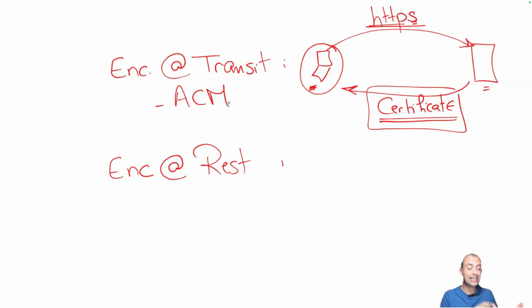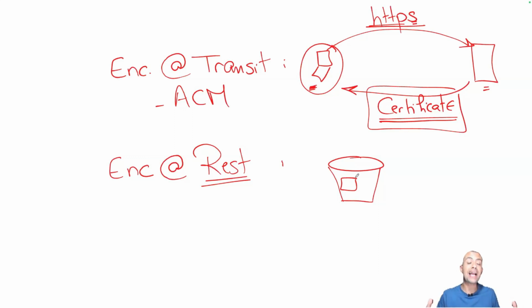But then the second type of encryption is encryption at rest, which means the data is not moving. The data is already stored. Maybe if I have S3 or my EBS or my EFS, if you remember, different types of storage that I can have. What if I have a file or an object that is already stored? It's not moving. Why do I need to always encrypt it?